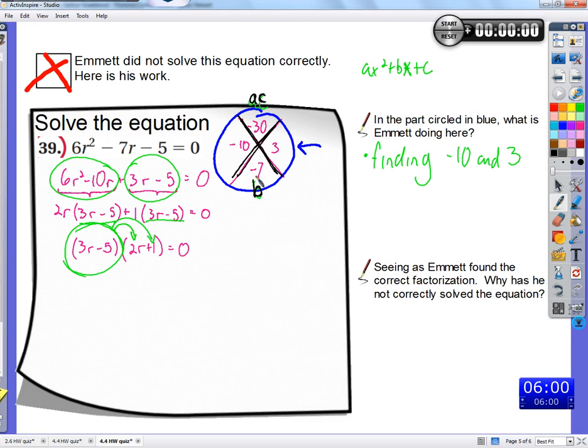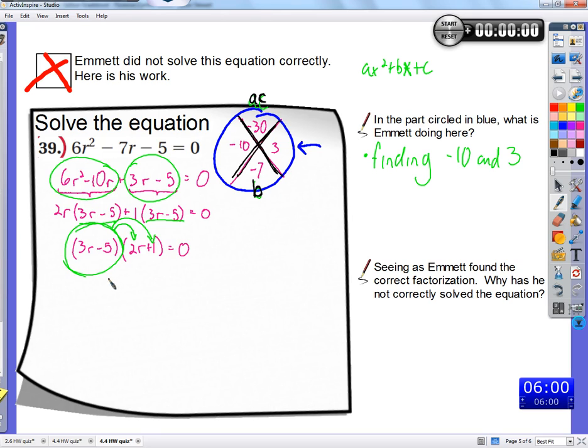Here's the simple answer: he just didn't finish. He's not done yet. He needs to find what R is. He needs to finally make a statement, R equals this, R equals that. To do that, don't let yourself get confused here. In previous sections, all you had to do when you got to this stage was say 5, negative 1, the opposite of the numbers you're seeing there. But be careful, because that's not really what you're doing to find the solution. Here's what we're doing.